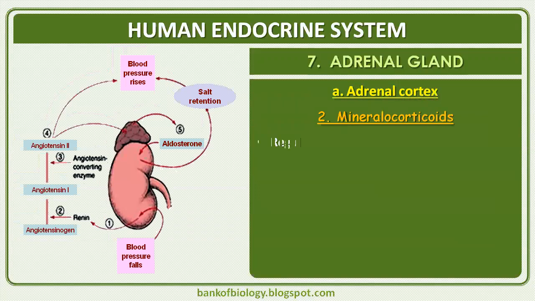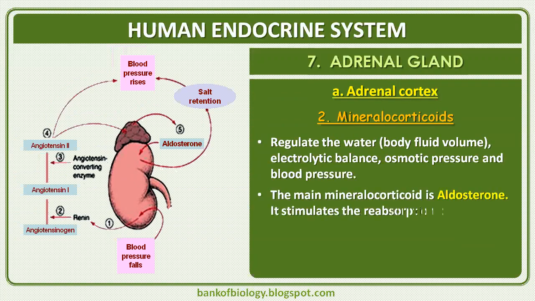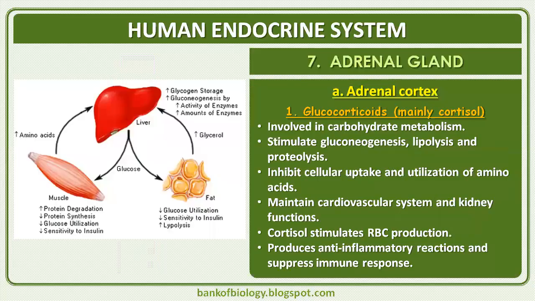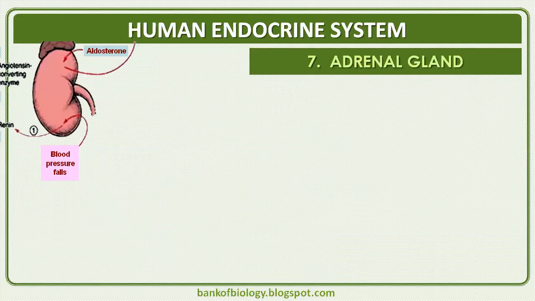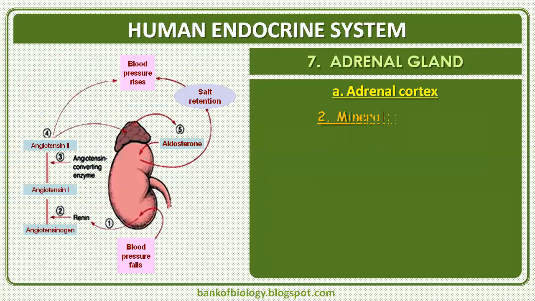Adrenal cortex, mineralocorticoids, regulate the water and body fluid volume. We say mineralocorticoids come from the zona glomerulosa. The main mineralocorticoid is aldosterone, a well-known function for us. That's why just focus on cortisol. Aldosterone, we already have enough good information in the excretory system. So just focus on cortisol, the anti-inflammatory hormone. Likewise, we get the questions.